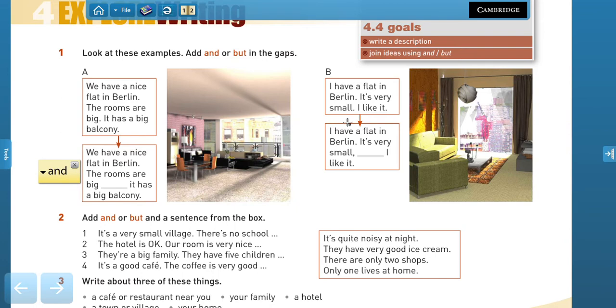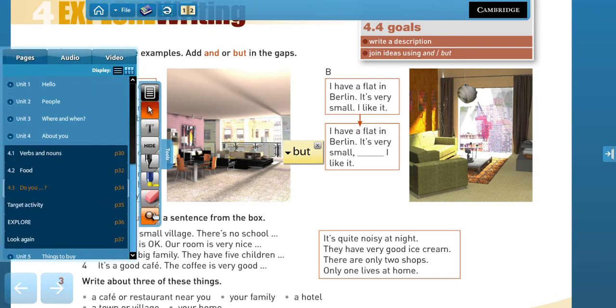Now let's see the second example. I have a flat in Berlin. It's very small. I like it. I have a flat in Berlin. It's very small, but I like it. See how we're talking here about two contrasting ideas? Something that is small might be negative for people, but for me it's positive. So we have a negative idea and a positive one joined by the word but.